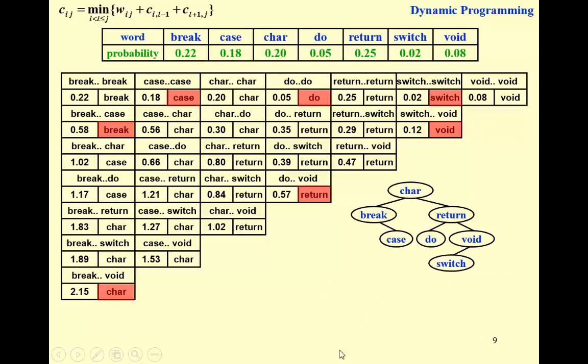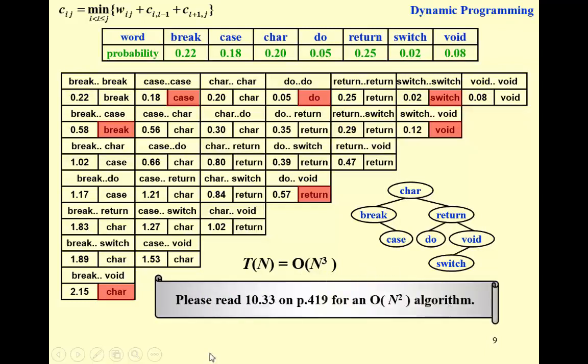And obviously, the total time complexity is big O of n cubed. But this is not the fastest algorithm. There's another one which can run in n squared time, and that's given in your textbook. So go ahead and check it out after the class.